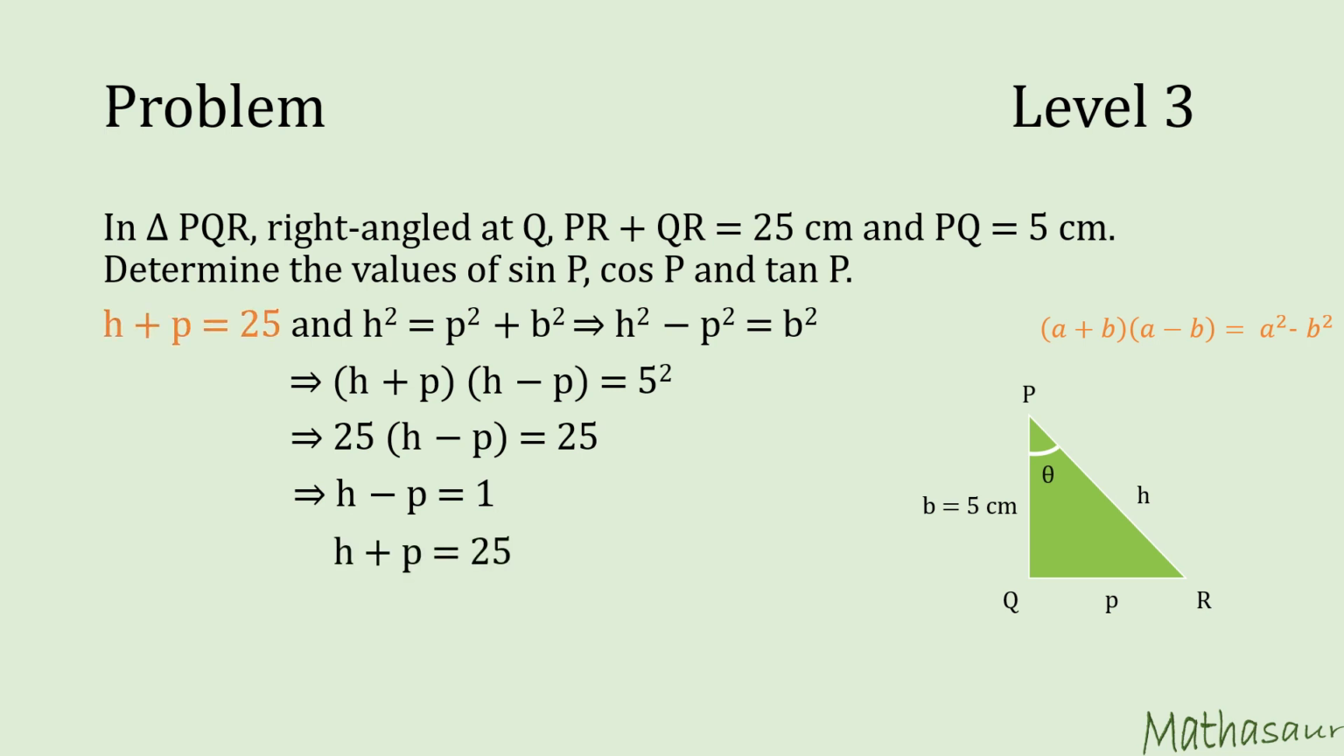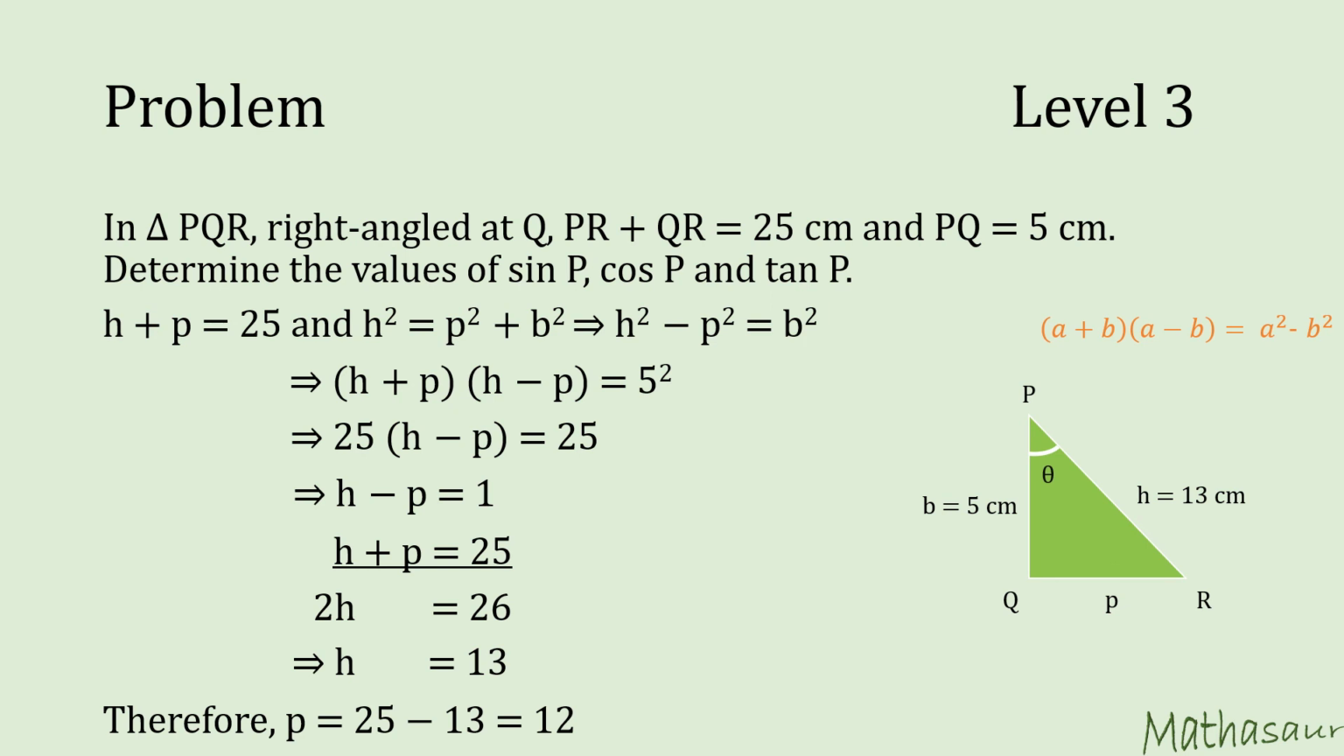We also know that h plus p equals 25. Adding these two equations, we get h equals 13. So my h is 13 centimeters. So we can easily find out the measure of perpendicular, which is 12 centimeters.